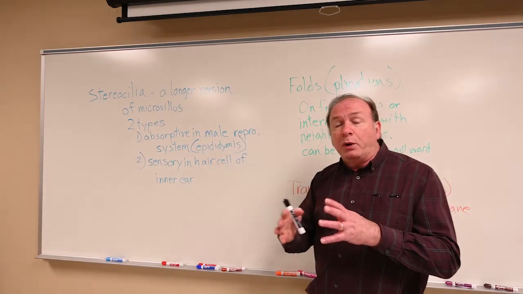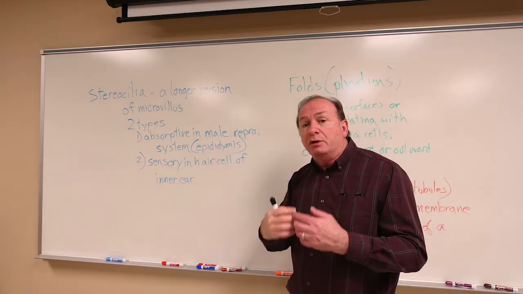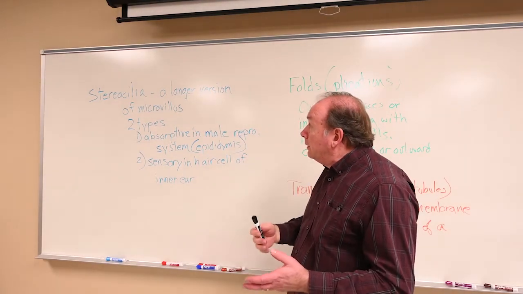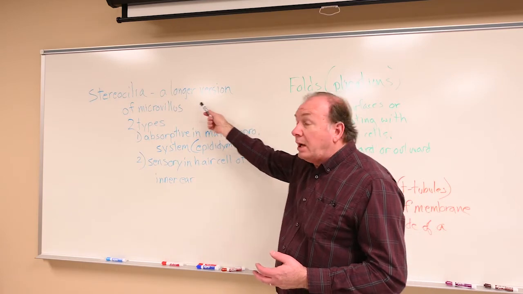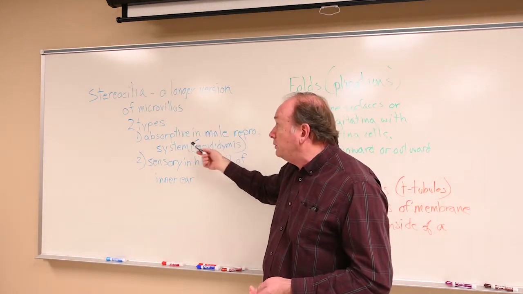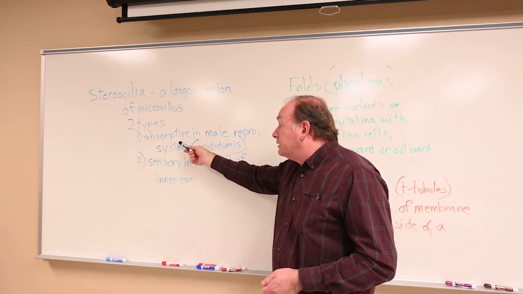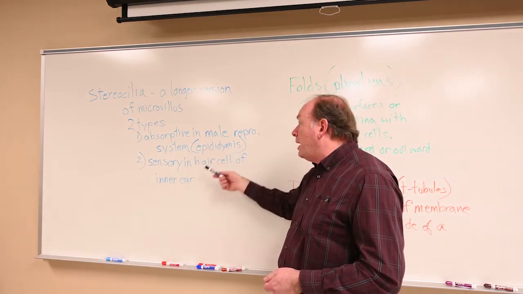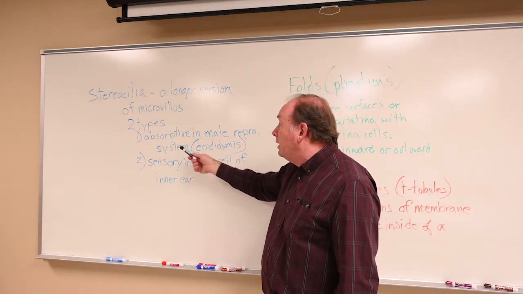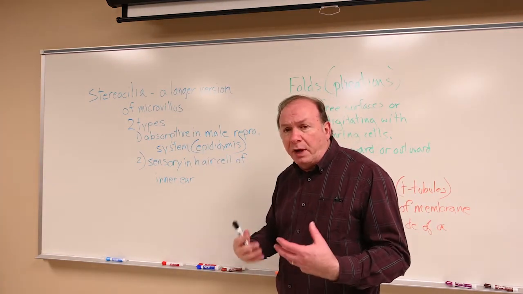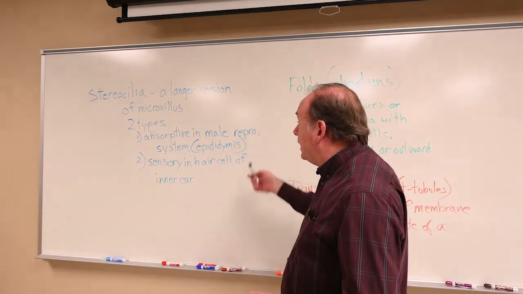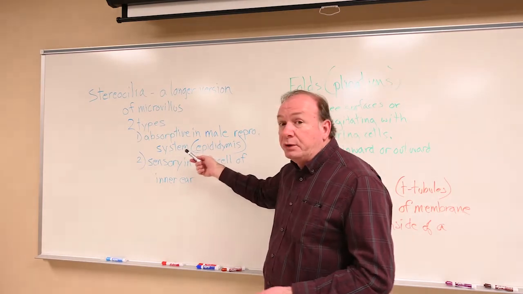They do have different proteins associated with the actin fibers on the inside of a stereocilium, and different types of proteins in different forms of stereocilia. We recognize two major types of stereocilia. There's a type found in the male reproductive system primarily, but not exclusively, in the epididymis, that are considered to be absorptive or thought to be absorptive. They remove fluid, water from that material around the sperm.